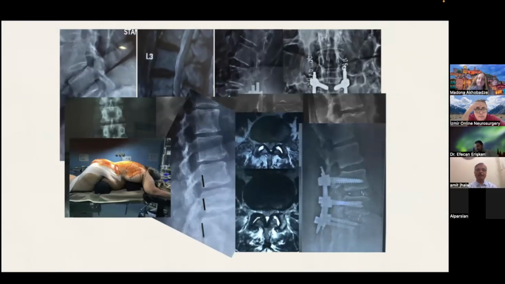So it was applied, and it has changed the whole thinking process. The whole world has changed from open surgery to MIS types of surgeries, and preserving the paraspinal muscle was the key step forward which was given at that time.